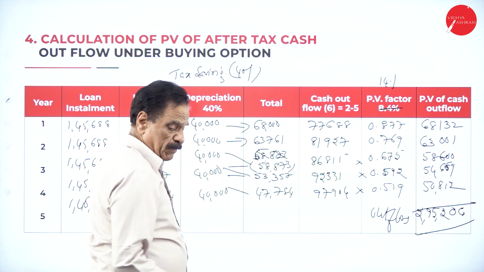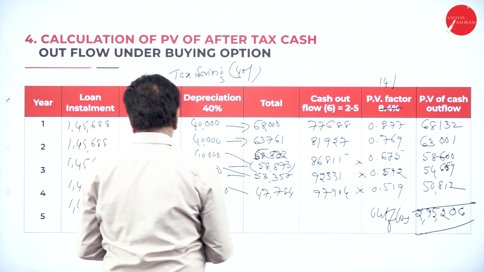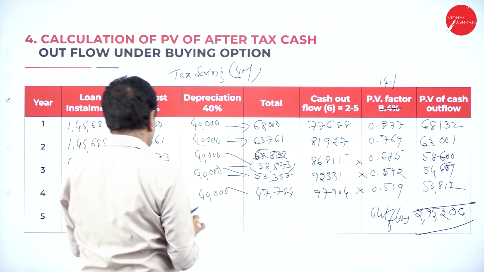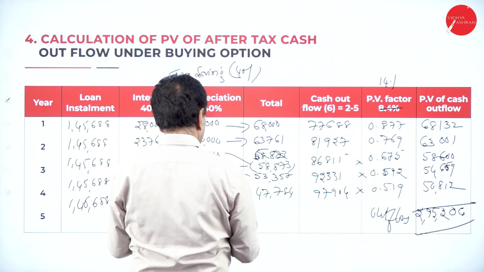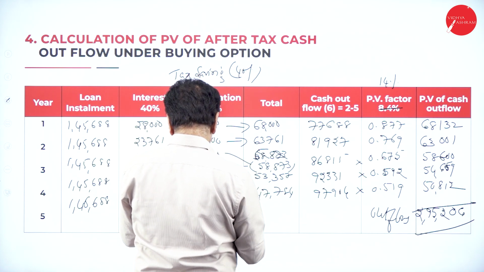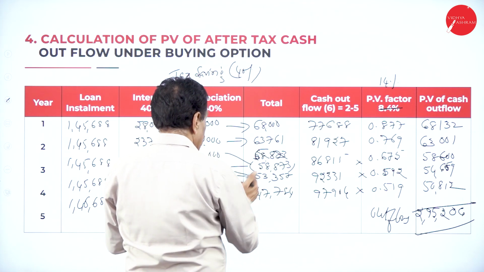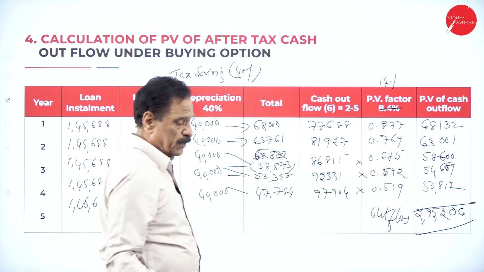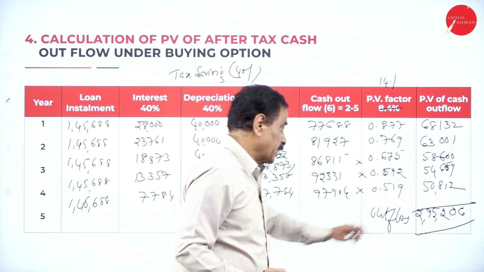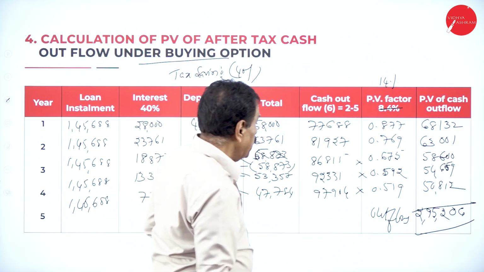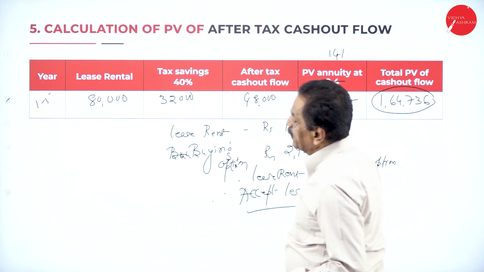If we add one by one, if we just see that, 1,45,688 minus 63,761, 81. So everything is correct now. Totally he has to pay 2,95,204 under the buying option. Then we'll go with the rental option.